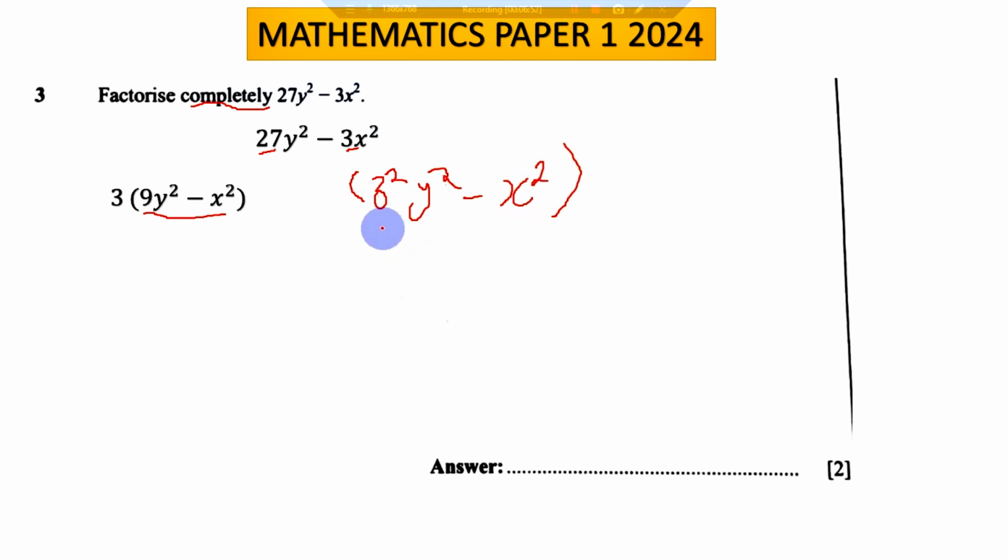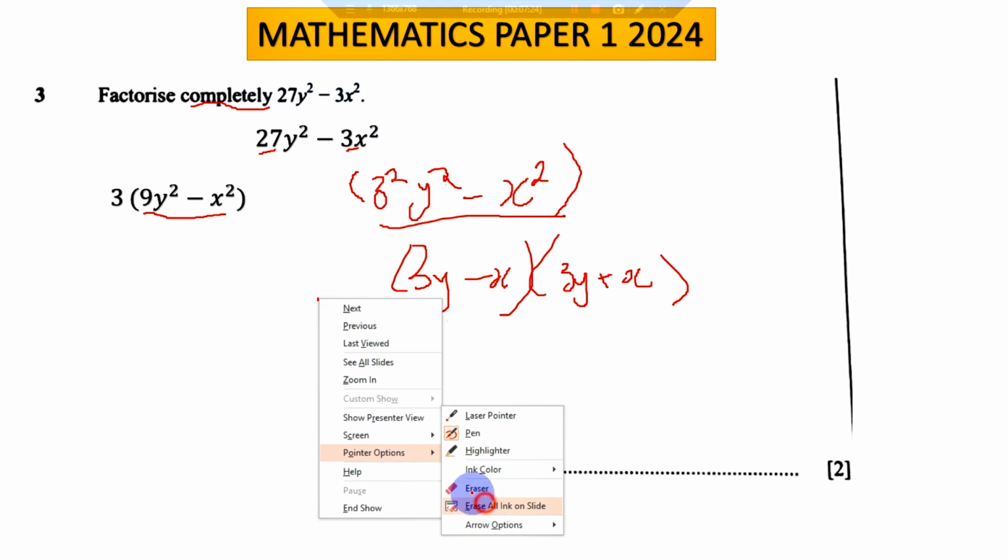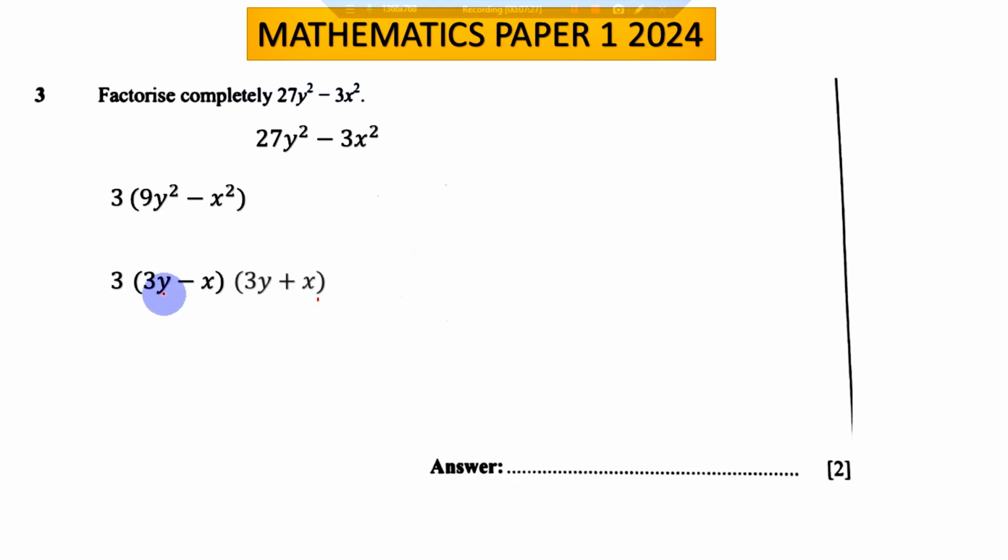So now if we have something like this, it is possible for us to use the difference of two squares factorization by expanding it in 2. The first bracket will have a 3y minus x, and the second bracket is going to have the same terms, but now with a different sign, so as to have a positive. Now we have factorized completely. So the final answer there will be 3y minus x and then 3y plus x. This is the final answer.